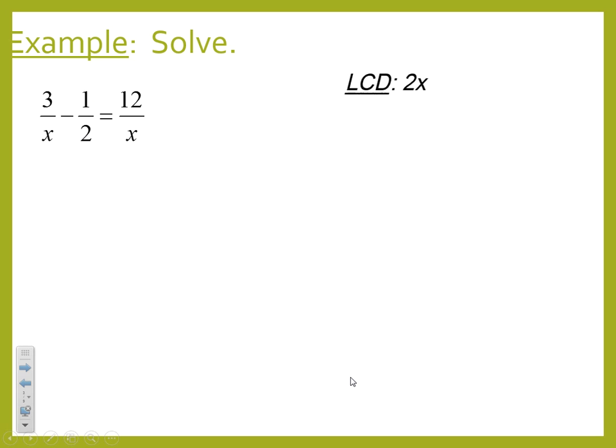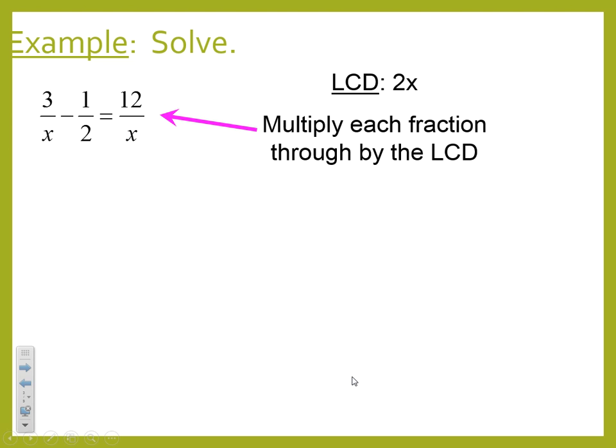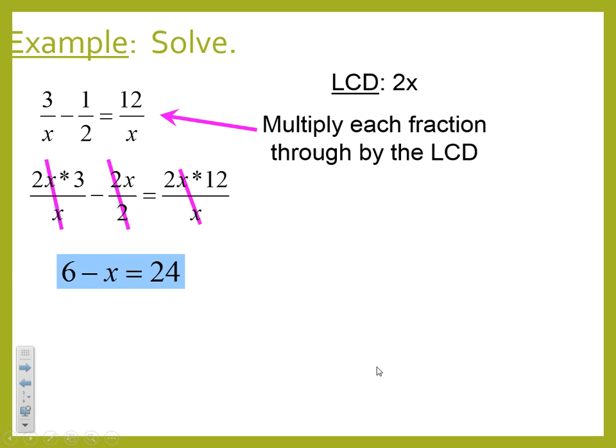In our first example, we want to find an LCD, and that LCD is 2x. Next, we want to multiply each fraction through by the LCD of 2x. And that is what we see here. As we can see, we're going to have some things that will cancel out. The 2's cancel there, and the x's cancel in the last ratio, which will leave us with 6 minus x equals 24. Now we're going to solve the equation as we've been taught in previous math courses.